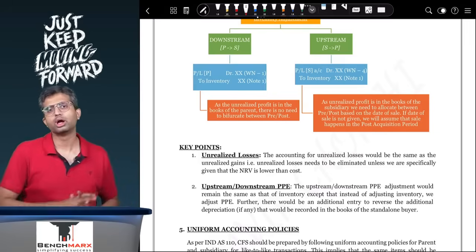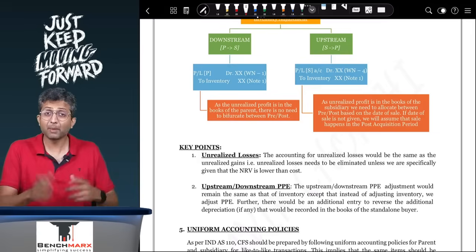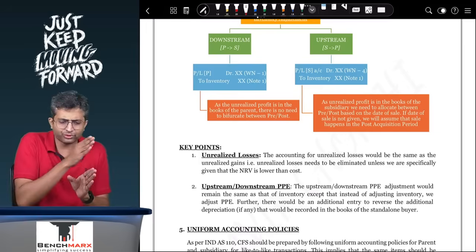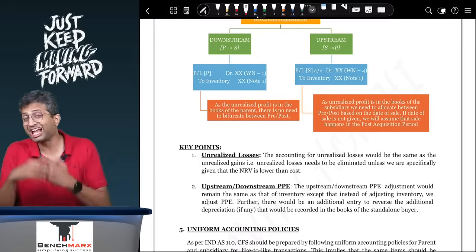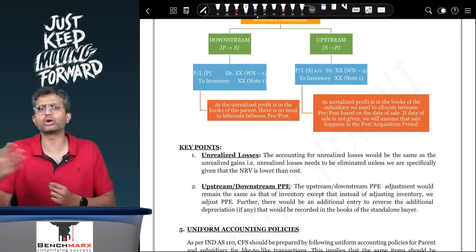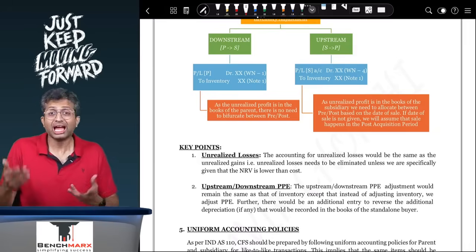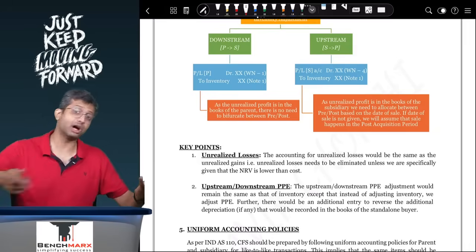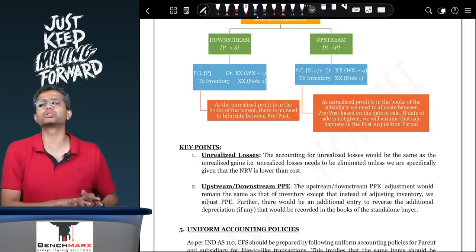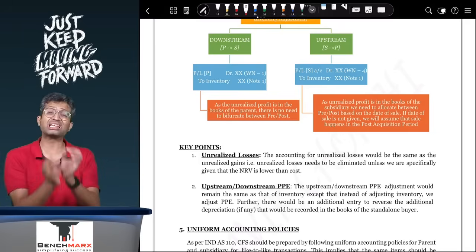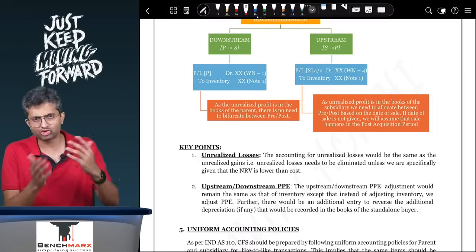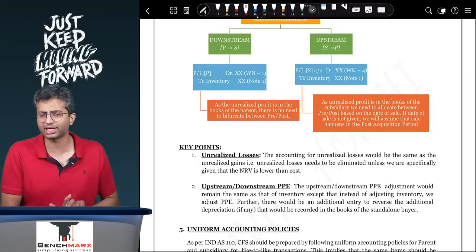You still need to adjust the asset, but at the same time, because it is PPE, there could have been depreciation. So if I have sold a PPE of 100 at 120 and the acquirer has recorded the depreciation based on 120, 10-year useful life, the depreciation is 12, ideally it should be 10, then additionally a reversal of 2 rupees will also have to be done for the additional depreciation. In whichever company's books the depreciation is booked, you will adjust the additional depreciation against the asset.